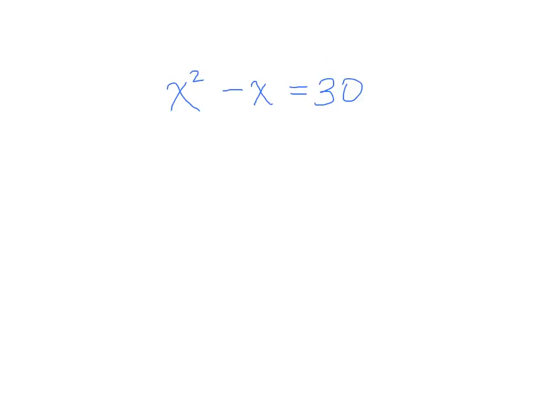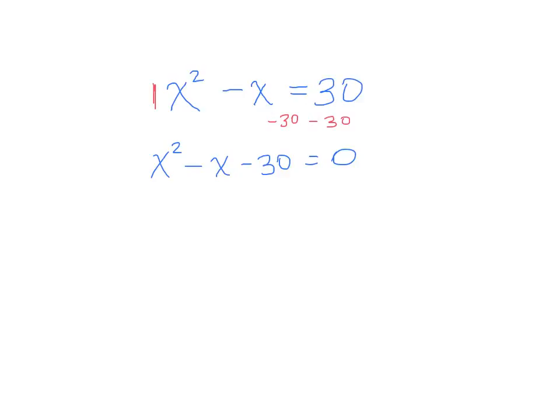Okay, so this example looks a lot different because it's not equal to 0. But it is still a quadratic and we still have no number in front of our x squared, which means that there is an invisible 1 right there. So we could still do the same thing. We just have to do one step before, and that is make our equation equal to 0. So now what we'll have on our left side is x squared minus x minus 30 is equal to 0.